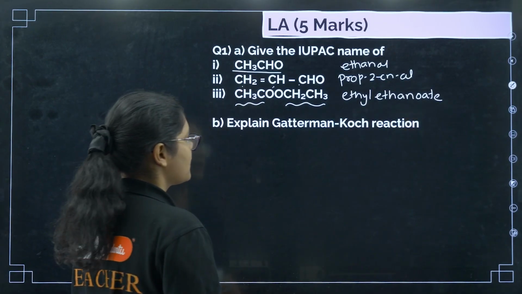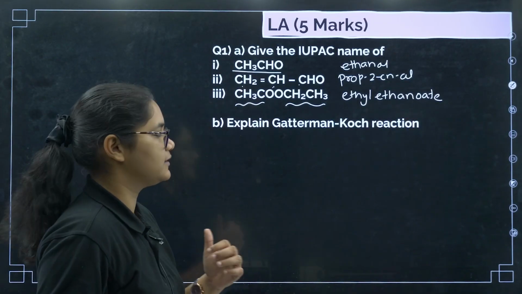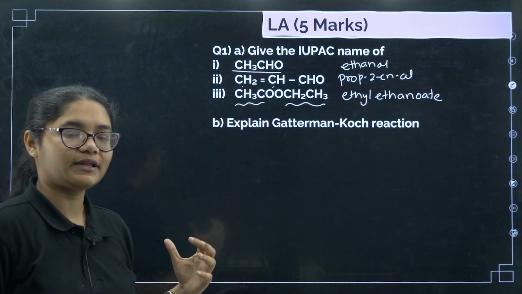Okay, both the sides have the same carbons, so we can write down ethyl ethanoate. Next, what is the Gattermann-Koch reaction?